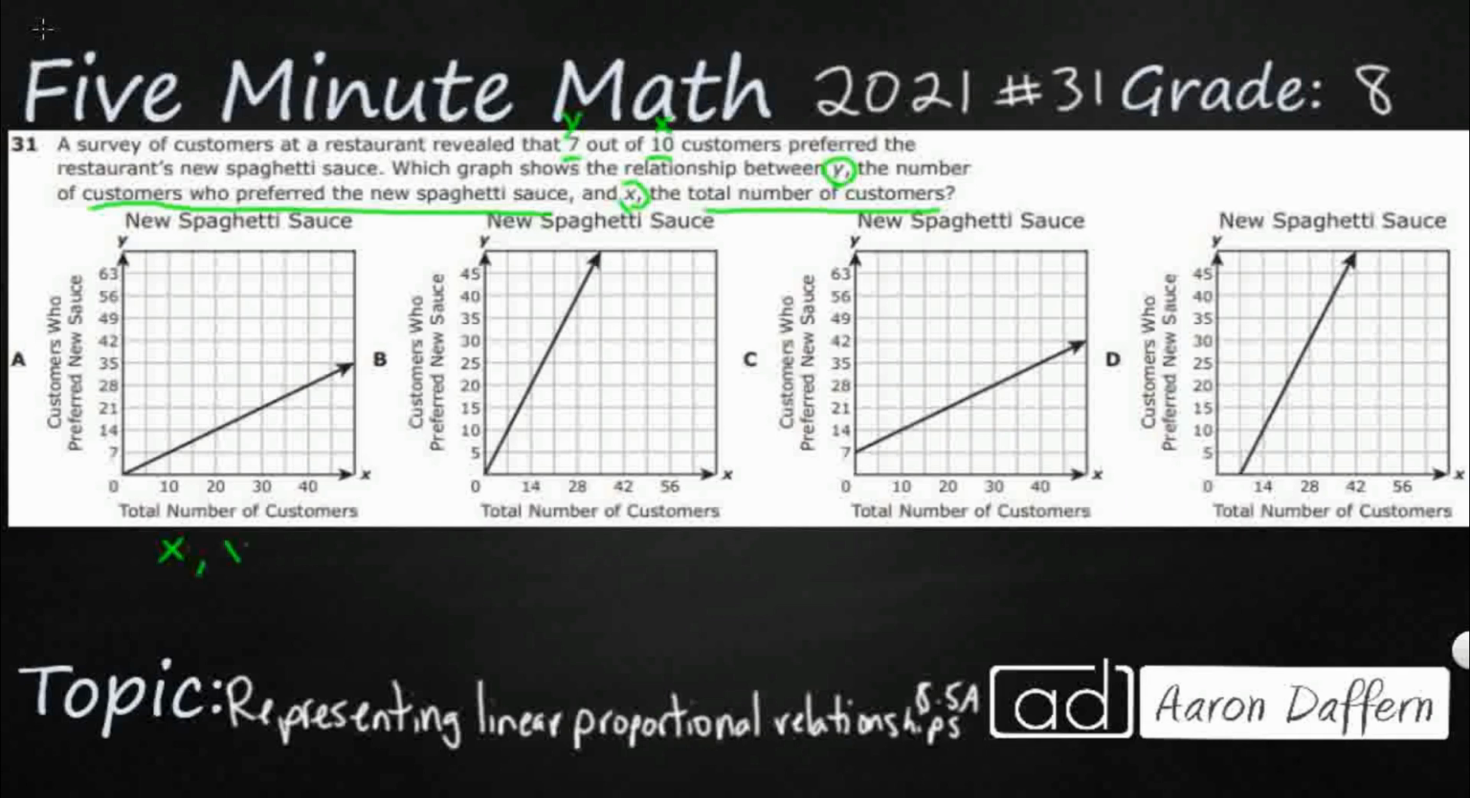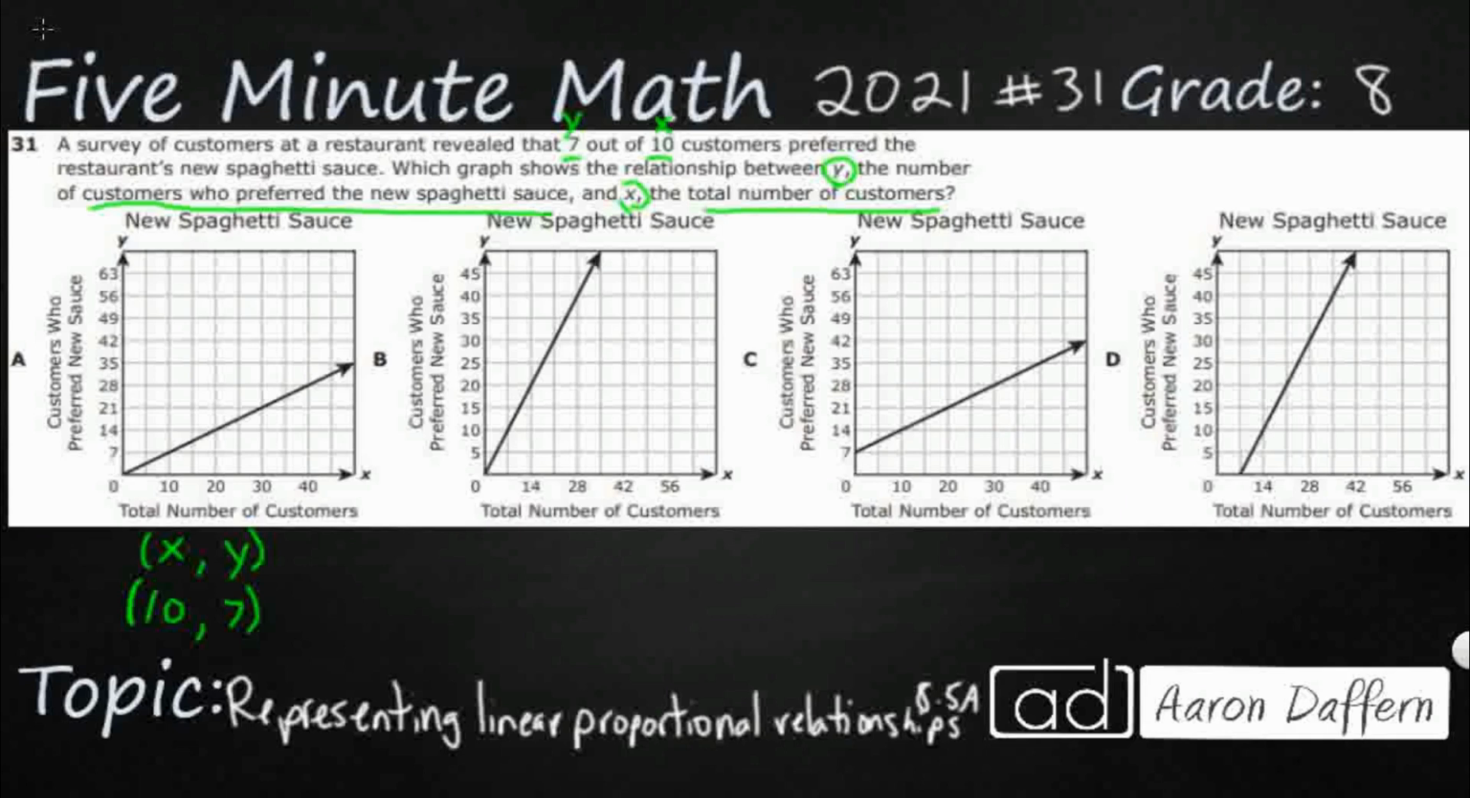Now they do that in reverse, so that's why it's very important to label them, right? So this y is the number of customers who preferred the new spaghetti sauce. That's 7. And then we've got 10 is the total number. So even though they give it to us as 10 out of 7, or 7 out of 10, we have to kind of switch that into a 10,7 if we want to put that on a graph.